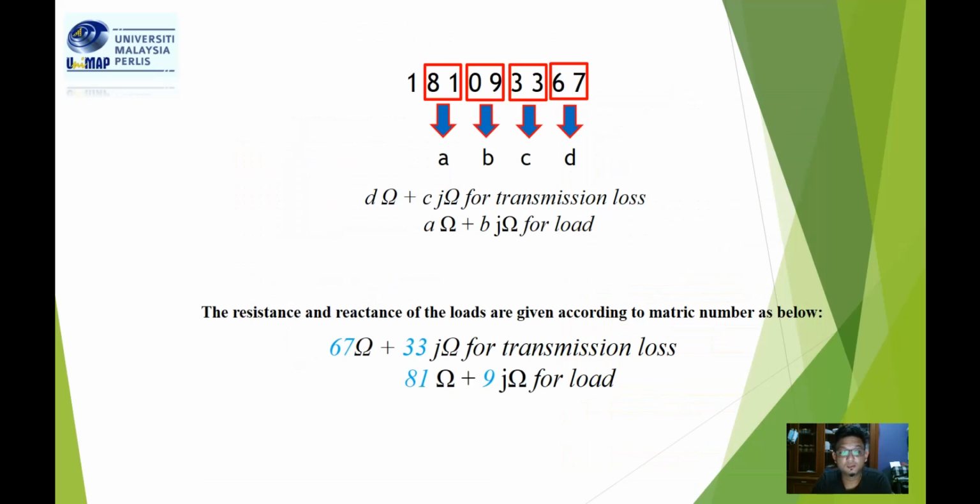This slide shows the resistance and reactance of the loads, given according to the matric number: 67 ohm plus 33j ohm for transmission loss and 81 ohm plus 9j ohm for the load.